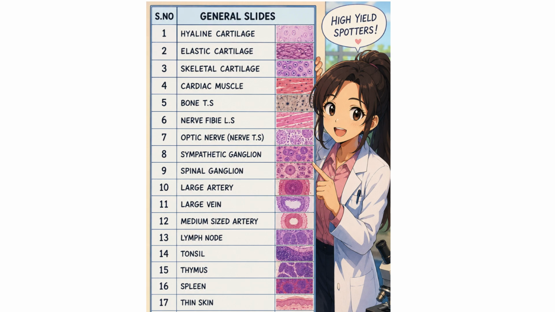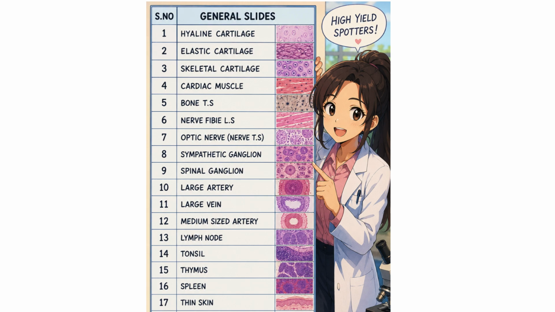Coming to cardiac muscle, the points are branching fibers and intercalated disc, central single or double oval nucleus, and faint cross striations. For skeletal muscle, long unbranched parallel fibers, multiple peripheral nuclei, clear cross striations.